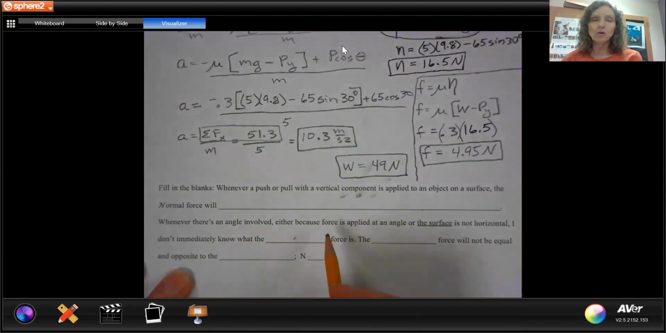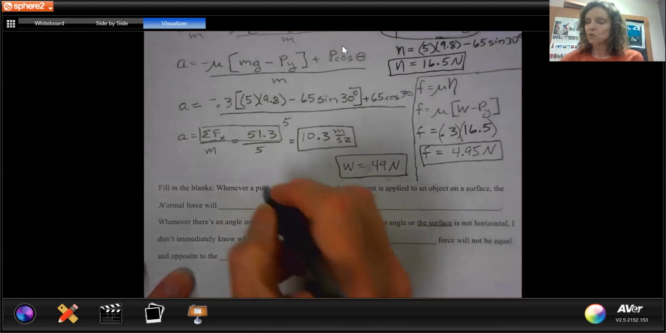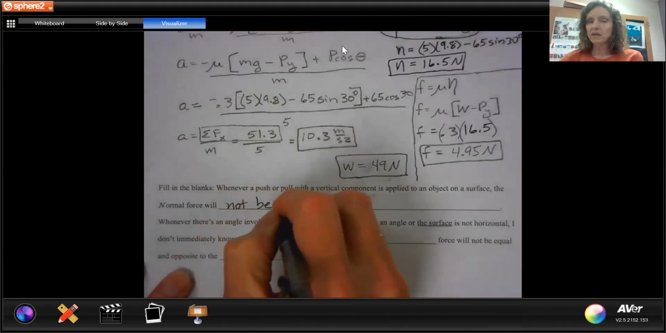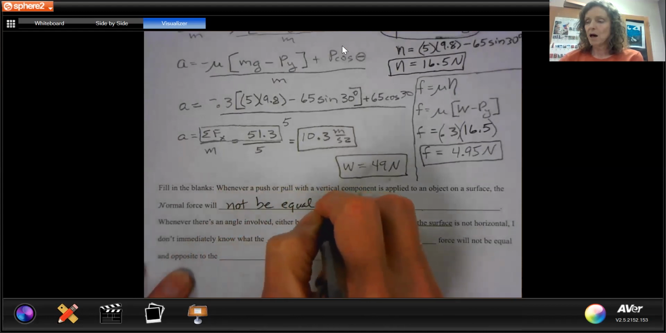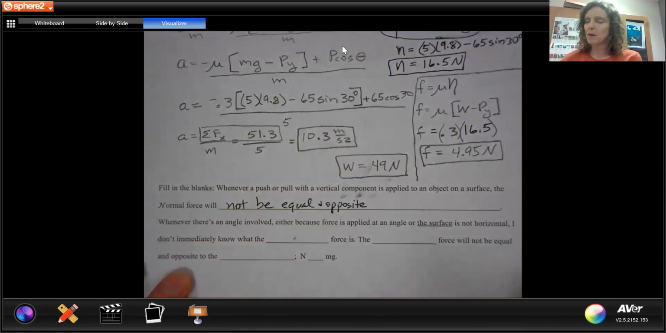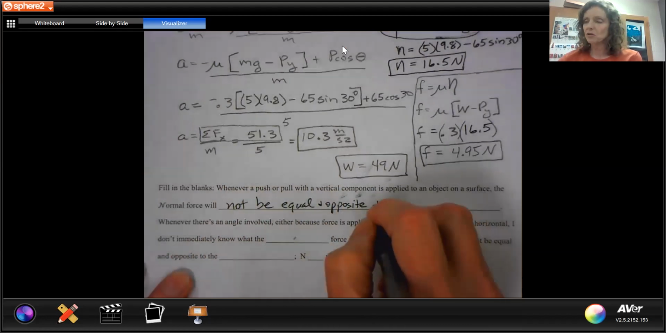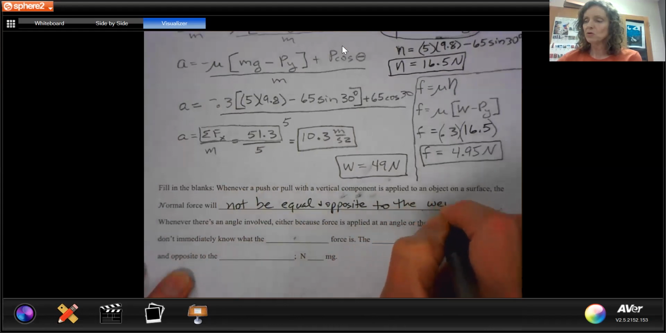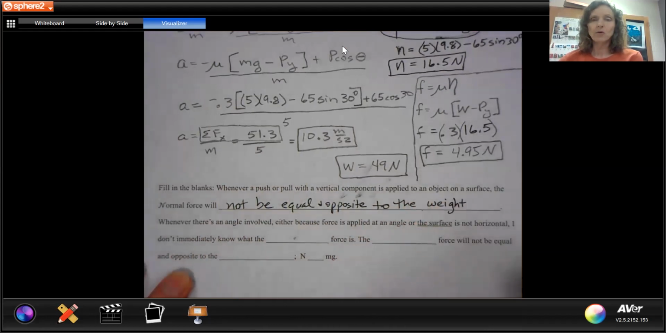Whenever a push or a pull with a vertical component, because FloJo was pulling up as she pulled forward in this example, is applied to an object on a surface, the normal force will not be equal and opposite, meaning, of course, equal in magnitude and opposite in direction. It still will be opposite in direction. Will not be equal and opposite to the weight. And if you want to do the Department of Redundancy department, you can say the weight force, okay? So the normal will not be equal and opposite to the weight when you have a vertical component that's in there in addition. So the rest of this little paragraph is an opportunity to study.